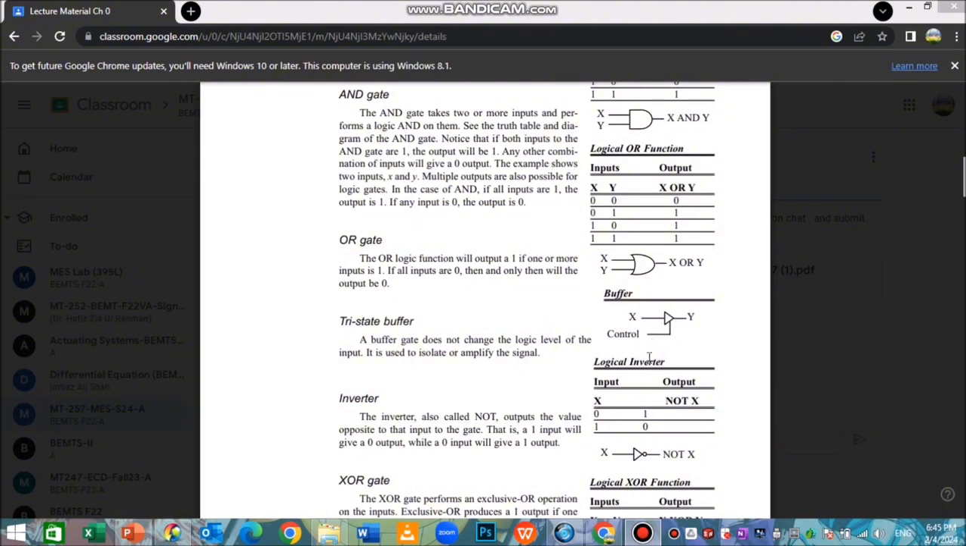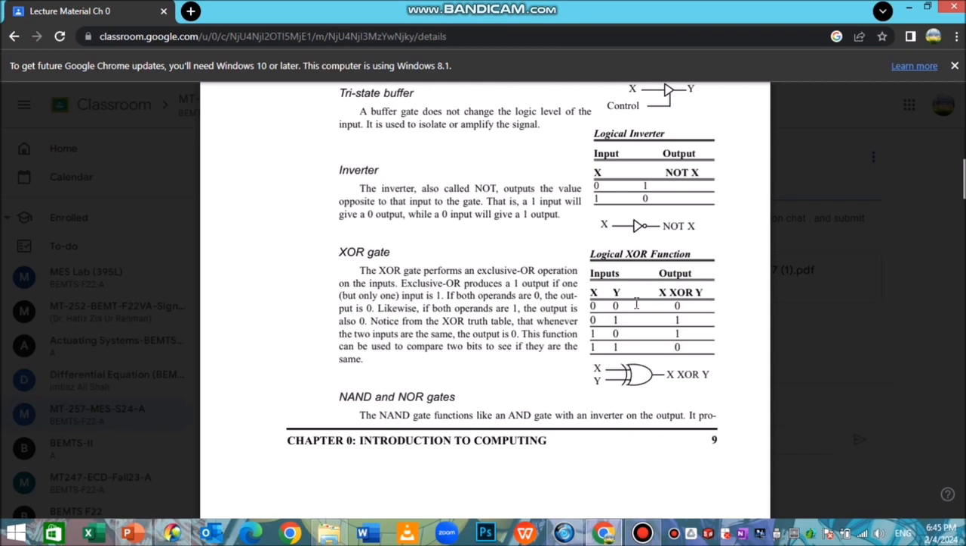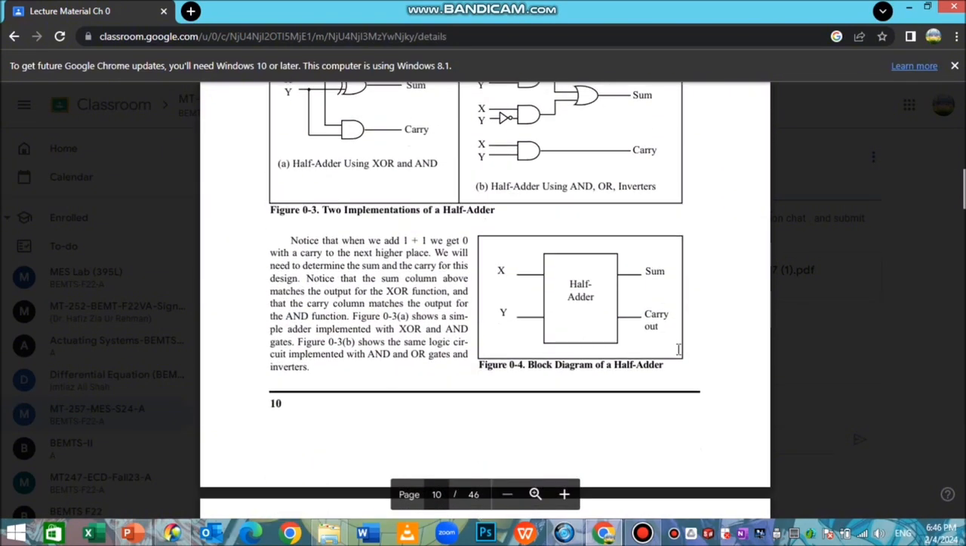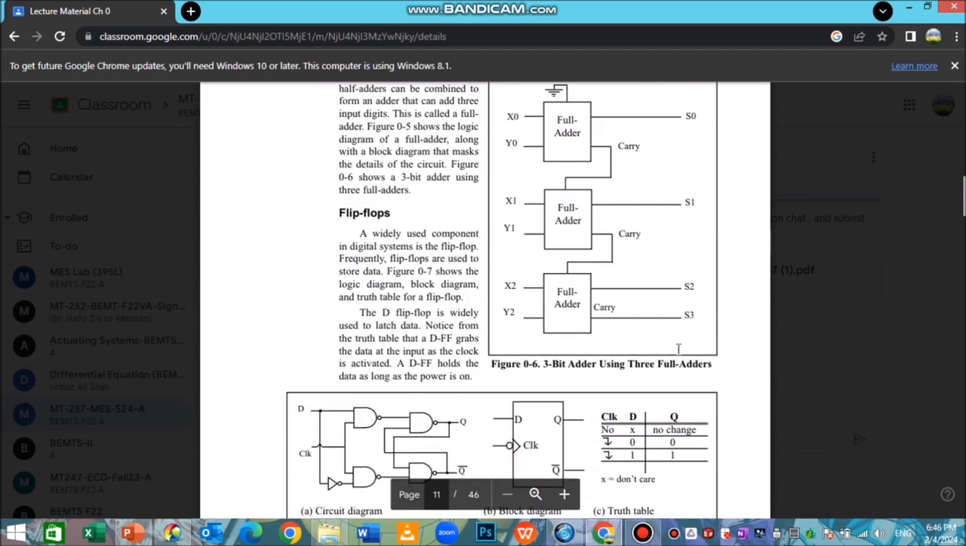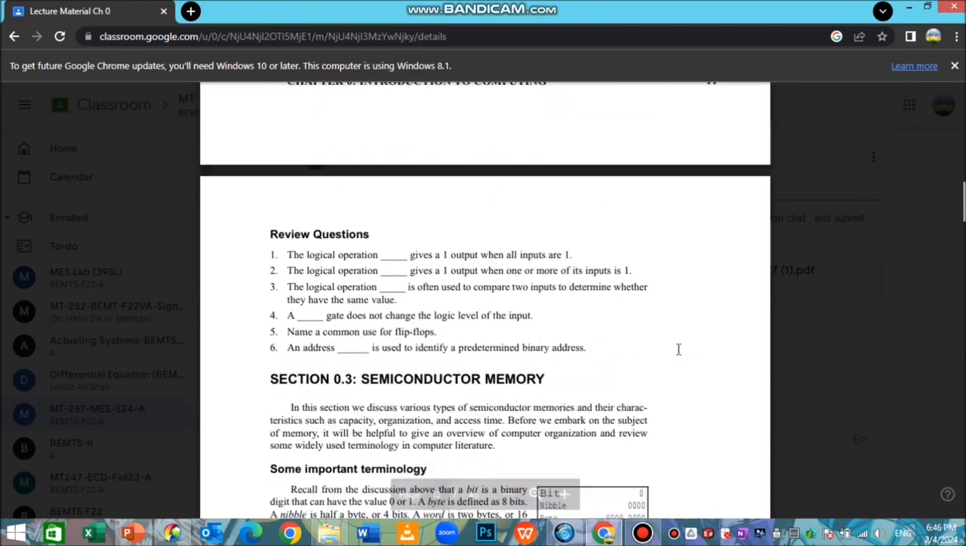Then we have the inverter. Basically, it is a NOT gate. Whenever input is 1, output is going to be 0, and whenever input is 0, output is going to be 1. For the XOR gate, whenever both inputs are different, the output is going to be 1. Whenever they are the same, the output is going to be 0. Likewise, we have NAND and NOR gates, and then comes basically half adder, full adder.